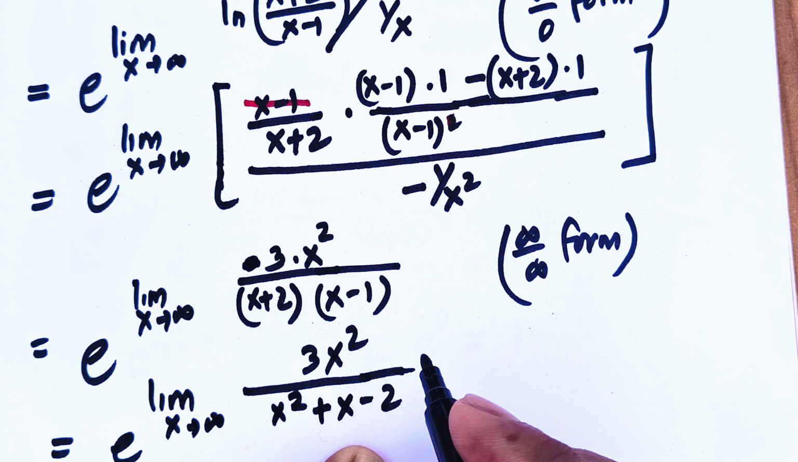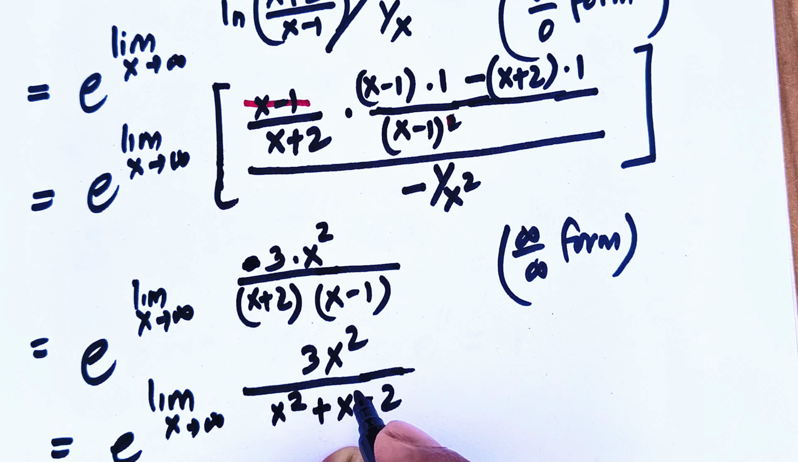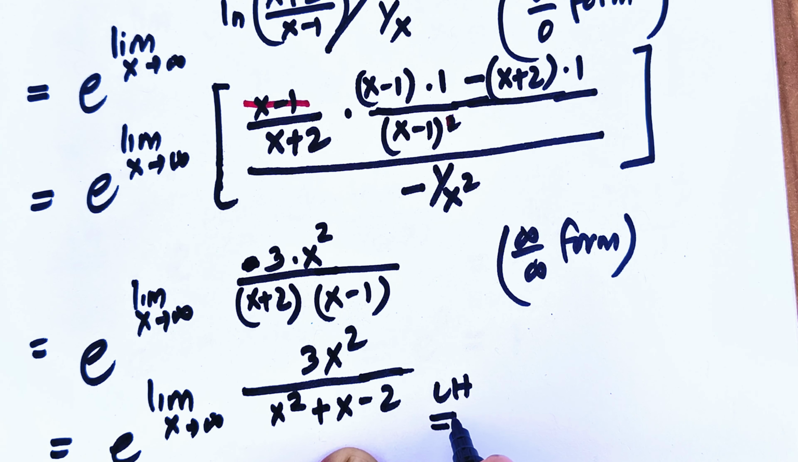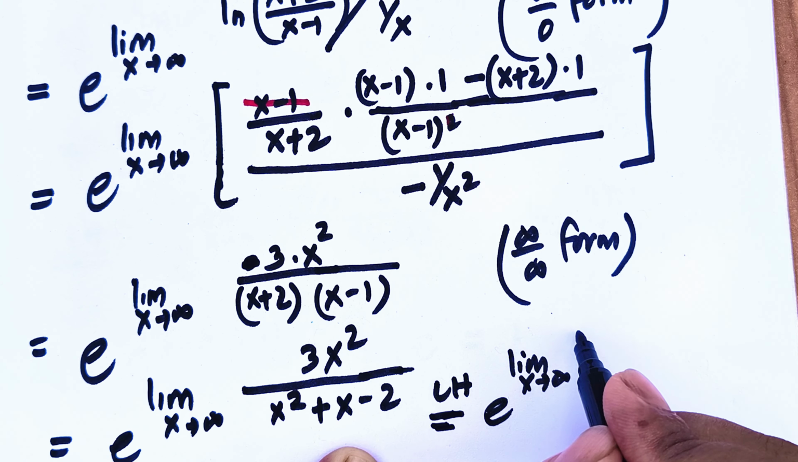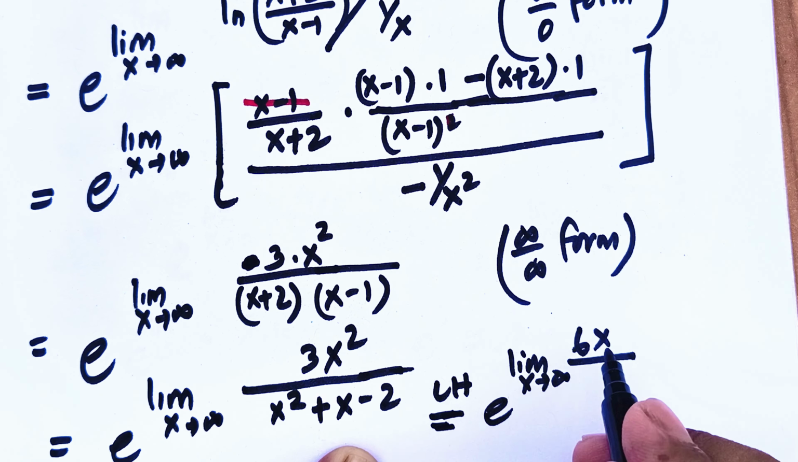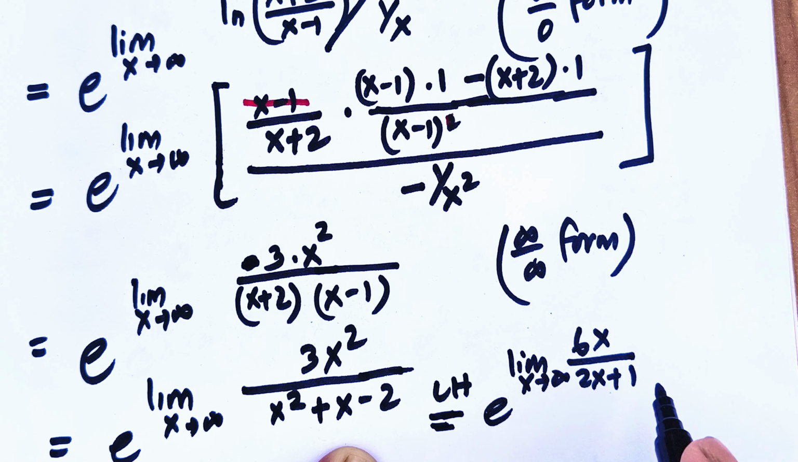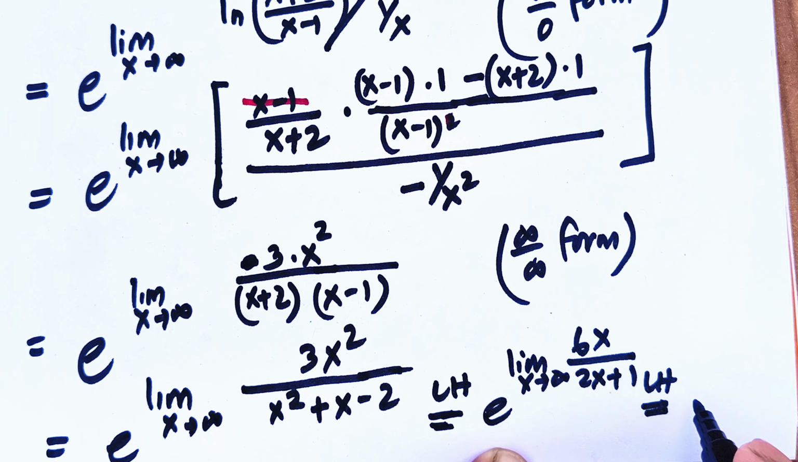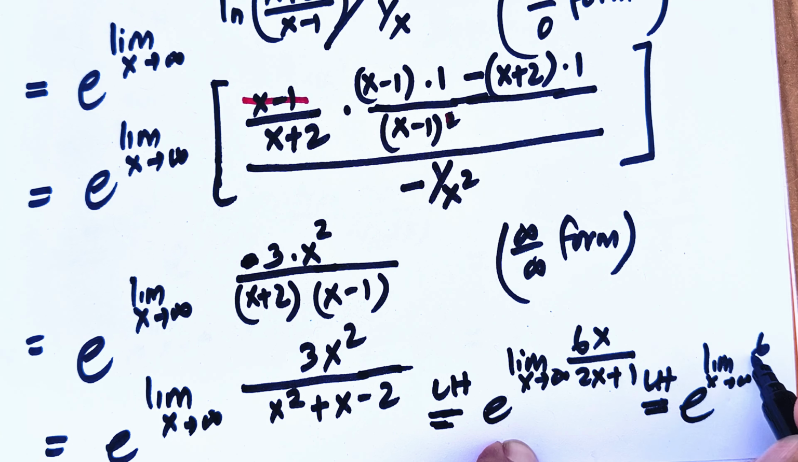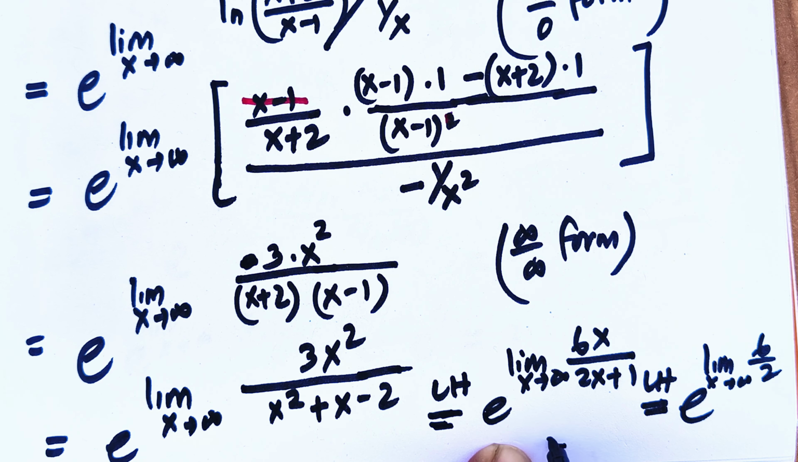And here also you can use L'Hopital rule, because this goes to infinity, this goes to infinity, and by L'Hopital rule our limit becomes the derivative of this one, 6x divided by 2x plus 1. Again we can apply L'Hopital rule. It becomes e to the power limit x goes to infinity 6 over 2 which is 3. So the answer is e to the power 3.